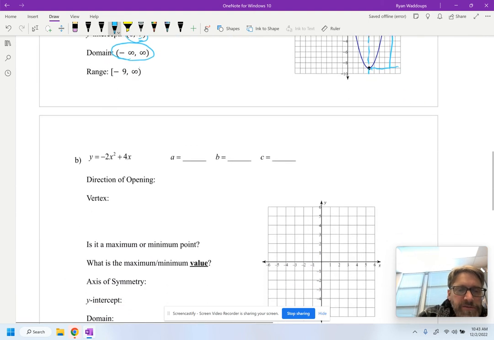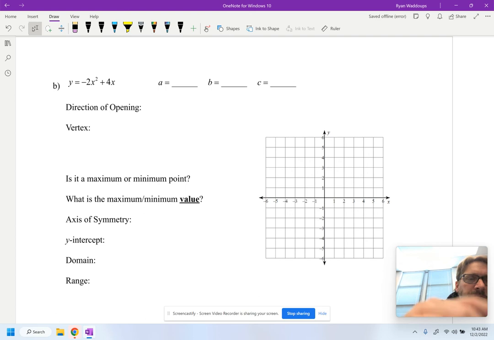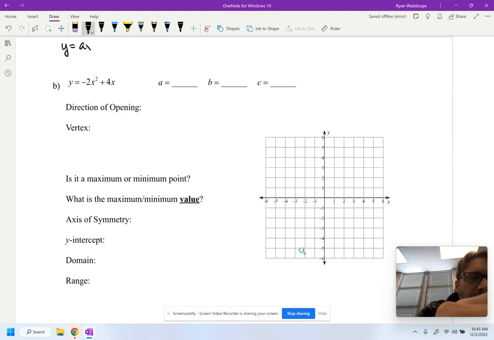All right, let's look at the next page. At first glance, you might say, oh, that's not standard form. It is. Remember, we've got y equals ax squared plus bx plus c. And in this instance, we've got y equals negative 2x squared plus 4x. And then we don't have anything here for c.